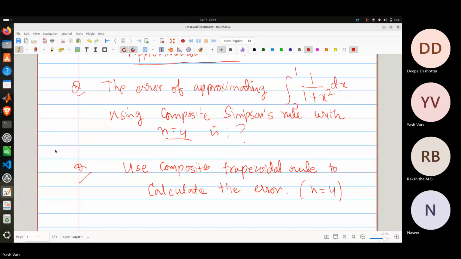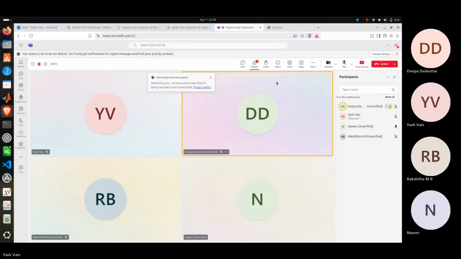Am I audible? Yes, Nasir. Sir, coming to Simpson's, before that the composite trapezoidal rule, it's very clear how to go about the nodal points. But coming to Simpson's, the problem I am facing, for example in our assignment problem, is that n is given as 4, but they are asking to take 2n plus 1. So I'm not able to understand how many intervals we should take for the composite 1/3 or 3/8 rule. Can you explain this, sir?